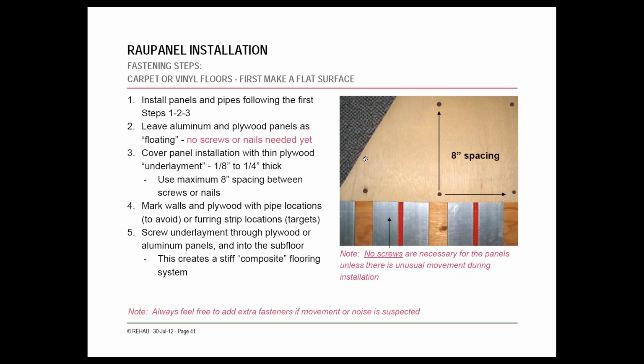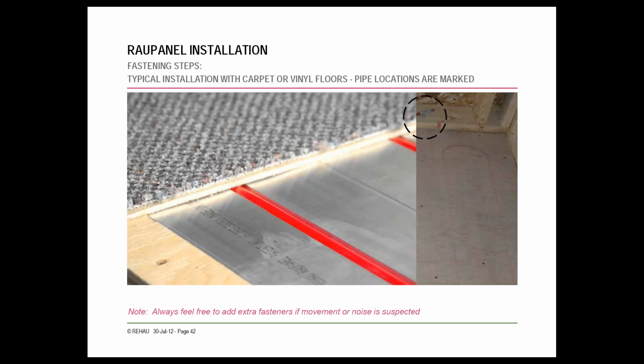Okay, sorry. So when you're doing a carpet installation or vinyl floors, in order to get a flat, even surface, you're going to need to put a thin layer of plywood above the panel system and below the flooring. So they're showing here an 1/8 inch thick thin plywood underlayment. And you're going to be fastening that plywood down, so you don't need to secure the aluminum panels. I'm sorry, they'll get secured once the floor is attached.